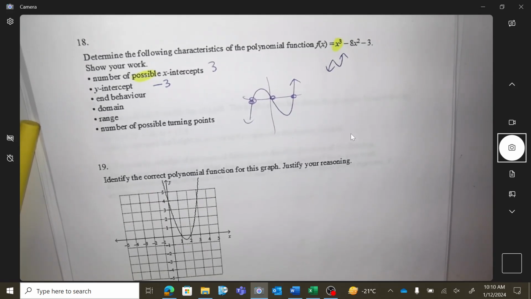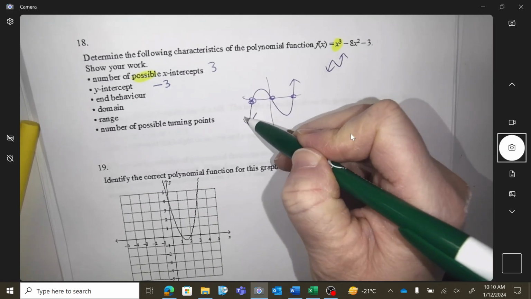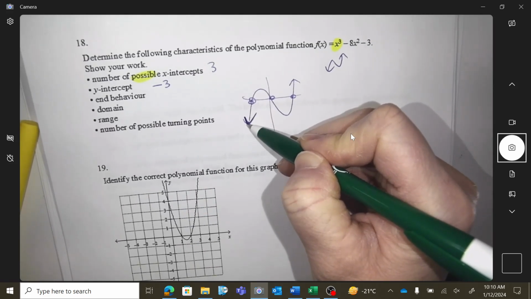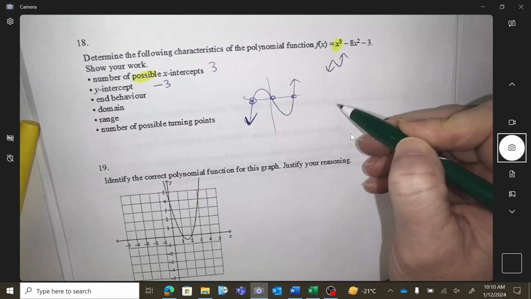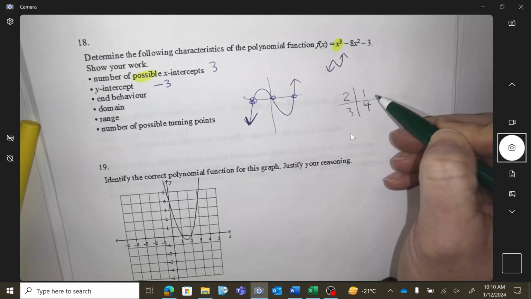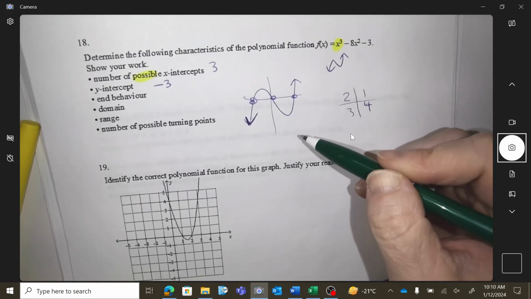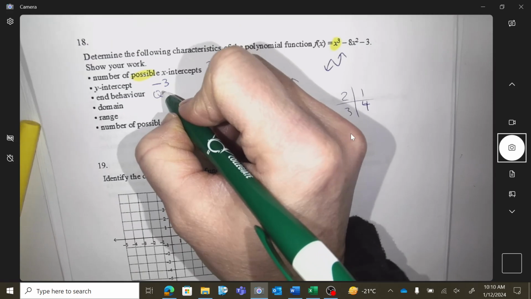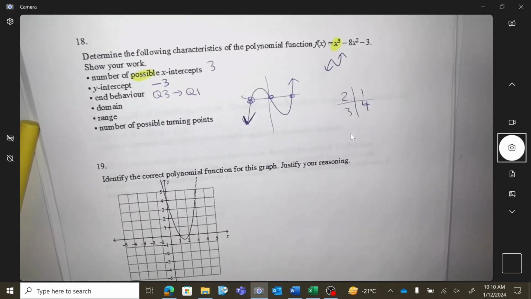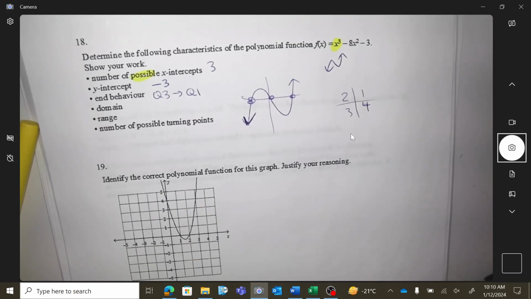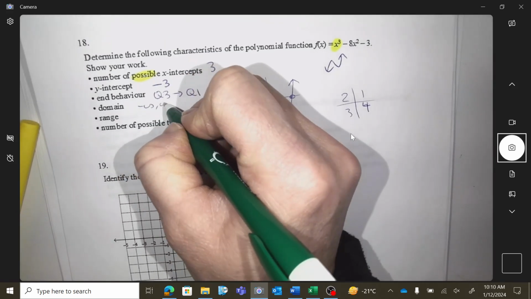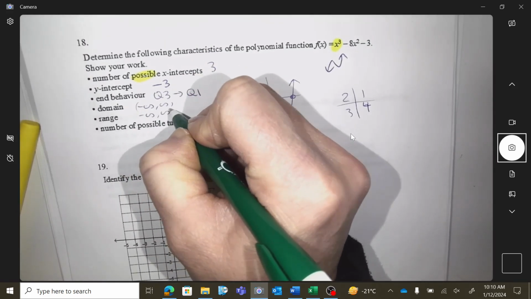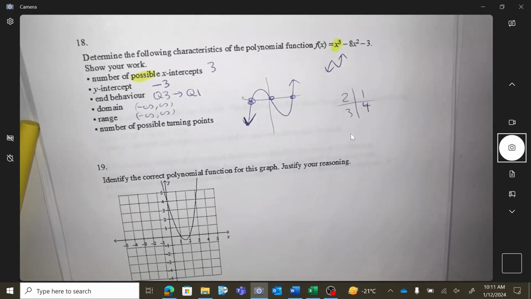End behavior, it goes from quadrant what to quadrant what? We move from this quadrant, which is quadrant number 3. 1, 2, 3, 4. That's how they would go. So it goes from quadrant 3 to quadrant 1. What's the domain? What's the range? So they're going to be traveling everywhere.